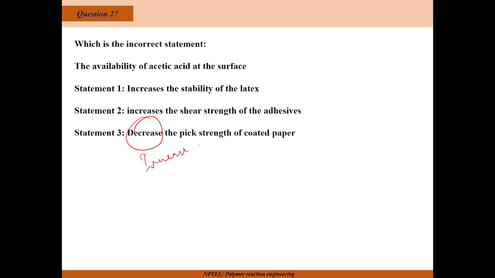So the incorrect statement is statement 3. The availability of acetic acid increases all of these properties. It increases the stability of the latex. In case of adhesives, it increases the shear strength. In case of paper, the pitch strength will be increased. So the correct answer is option 3, statement 3.